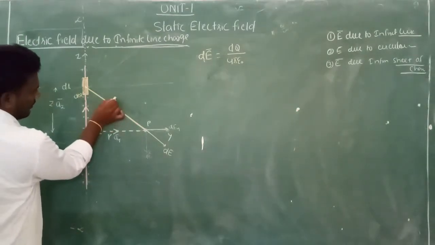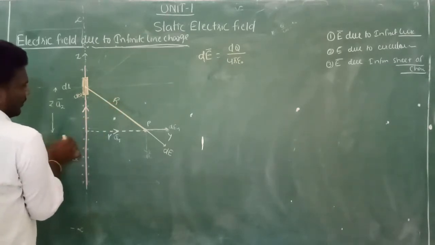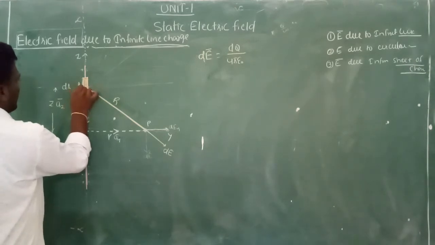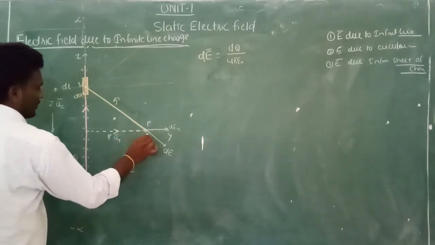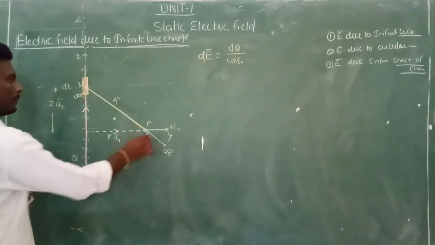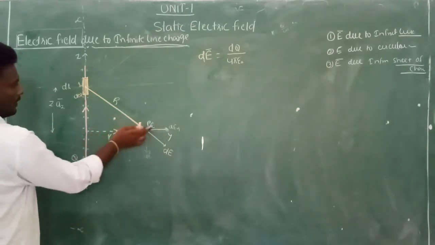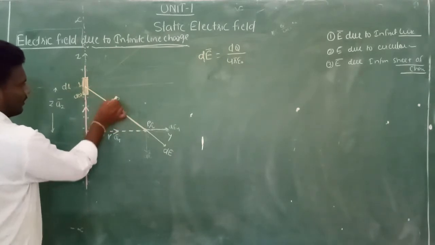Please consider the distance between the differential element and point P. Let us name the element position 1, and point P is position 2. So if it is position 2 and position 1, what is the distance between 1 and 2? It is r12 bar.